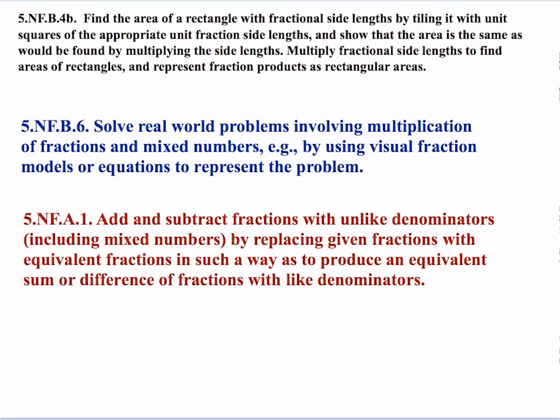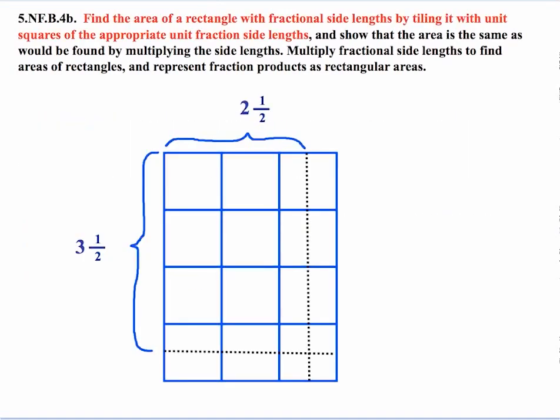Standard 5.NF.B.4.B is also related to standard 5.NF.A.1, which states add and subtract fractions with unlike denominators, including mixed numbers, by replacing given fractions with equivalent fractions in such a way as to produce an equivalent sum or difference of fractions with like denominators. So we will be doing that today because we will have to be combining fractions that do have unlike denominators. Let's address the first part of the standard. Find the area of a rectangle with fractional side lengths by tiling it with unit squares of the appropriate unit fraction side lengths. So let's take something fairly simple.